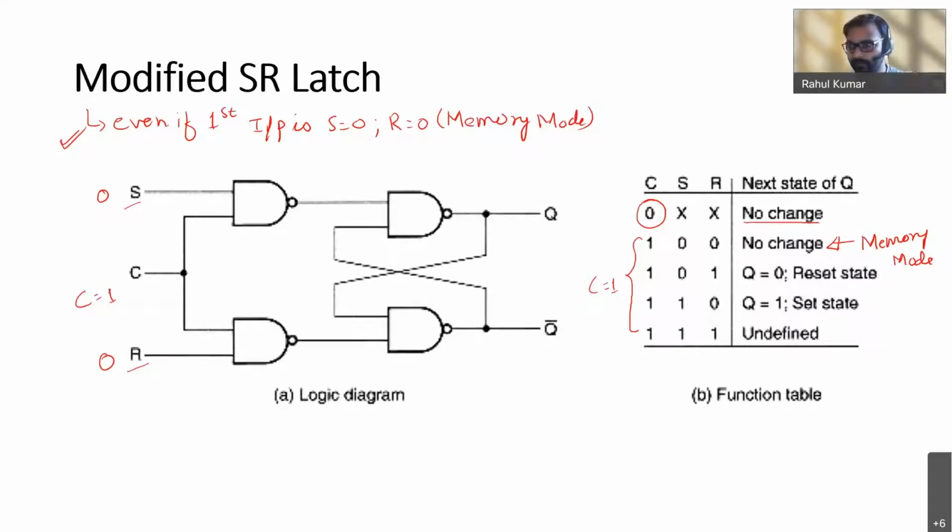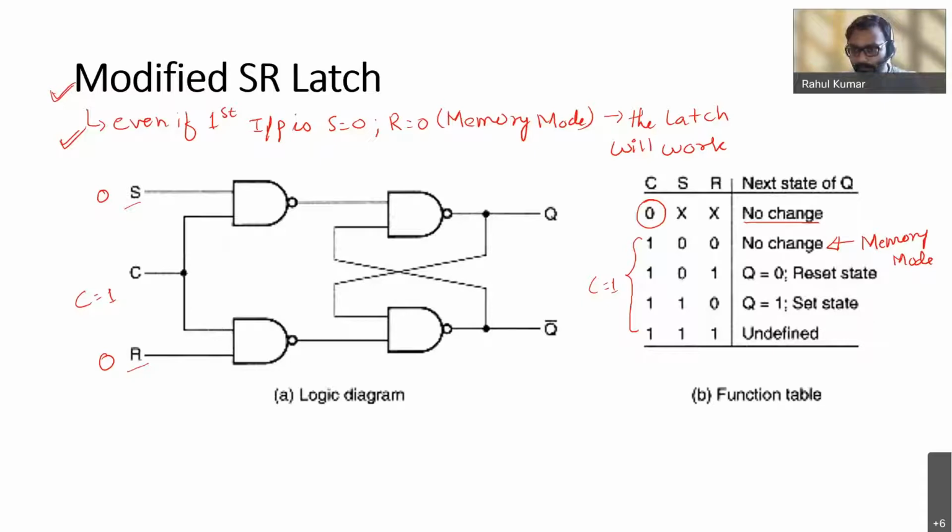Okay. In the previous case, one of the problems was that we cannot have S equals to 0, R equals to 0 as the first input. But in the case of the modified SR latch, even if the first input is S equals to 0, R equals to 0, the latch will work. Okay, so you can have that input as your first input.